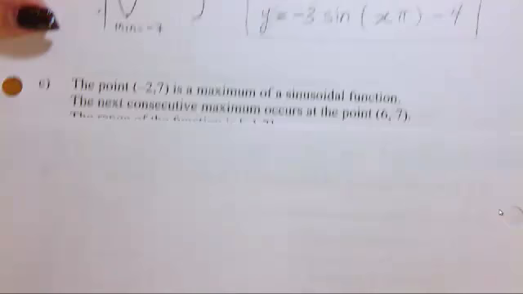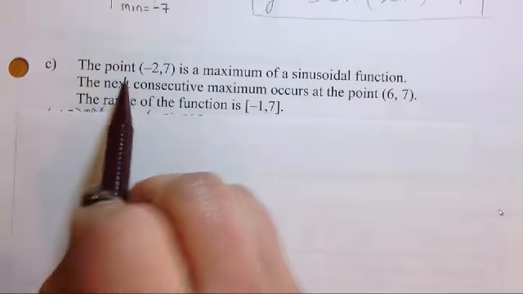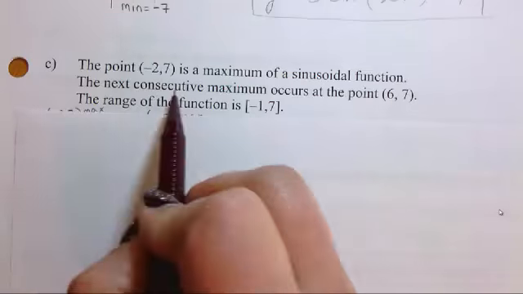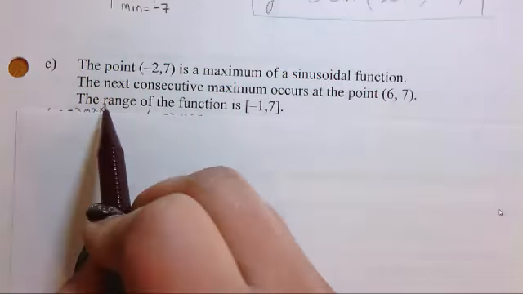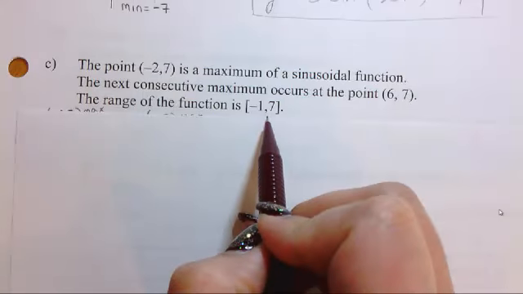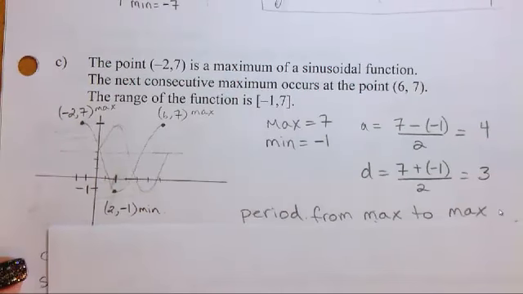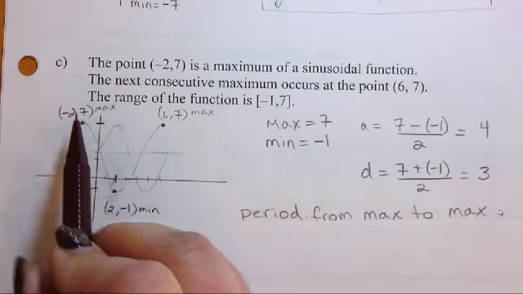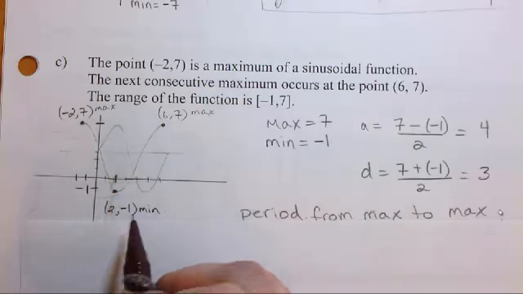All right, now the next one here, it's in words only. It says the point (-2, 7) is a max of a sinusoidal function. The next consecutive max occurs at (6, 7). And the range is [-1, 7]. So what I did was I drew a little sketch of what I have. Since I have a max and a max, I'm going to assume that my min is in the middle.